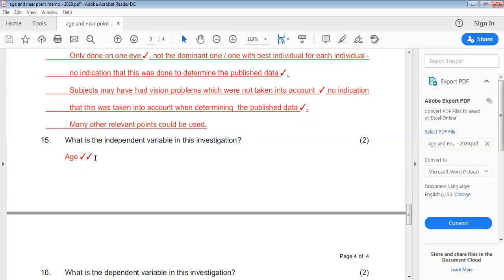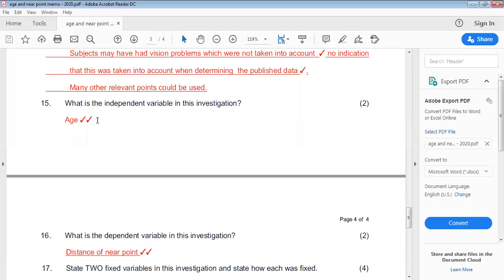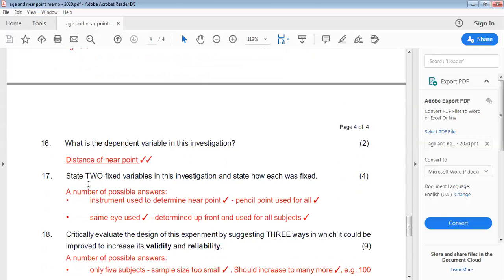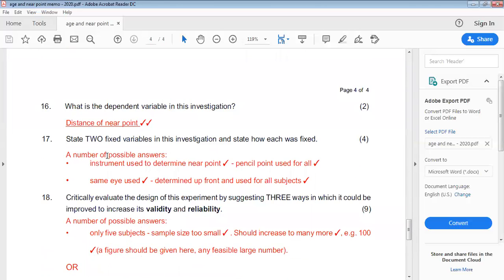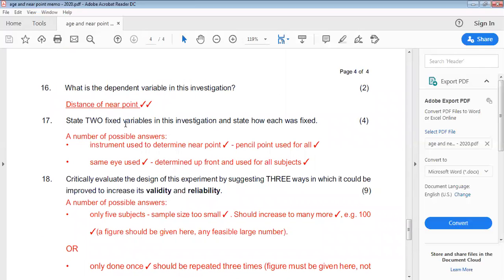What is the independent variable? The age. What is the dependent variable? The distance of the near point. Okay. State 2 fixed variables in this investigation and state how each was fixed.